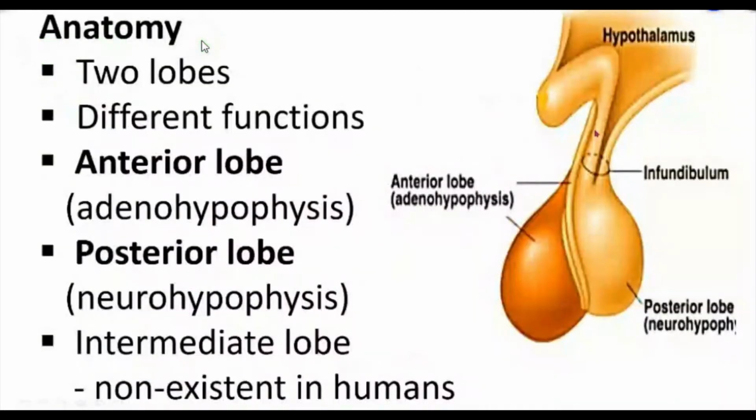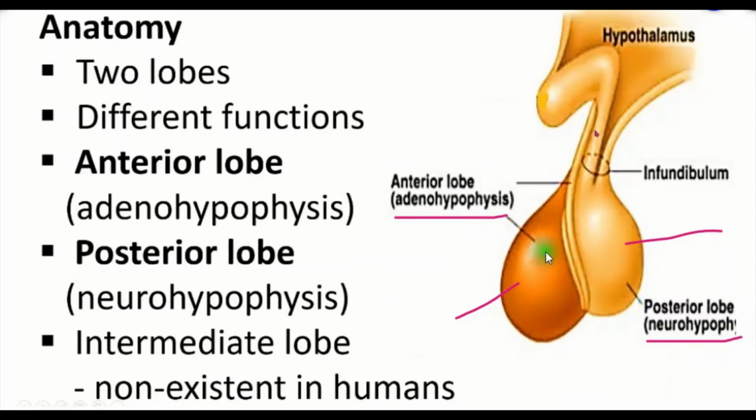Anatomy of the pituitary gland. The pituitary gland has two lobes. This is the first lobe and this one is the second lobe. The first lobe is known as the anterior lobe, or adenohypophysis. The second lobe is known as the posterior lobe, or neurohypophysis.